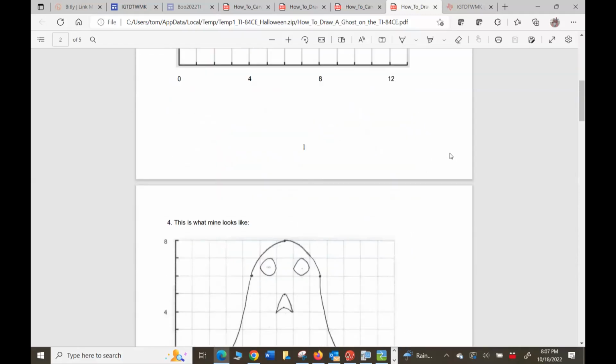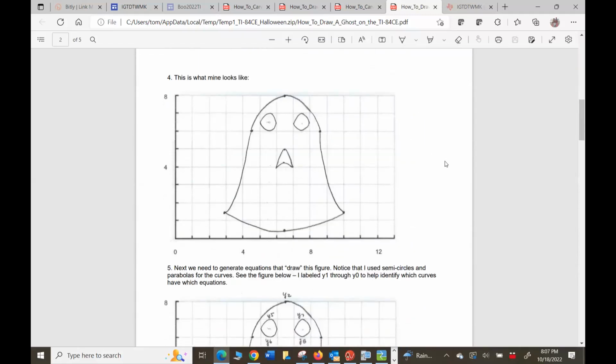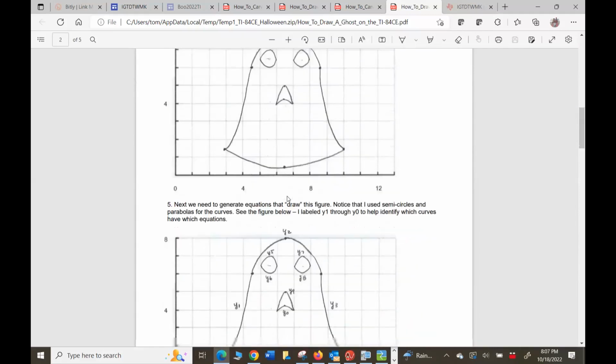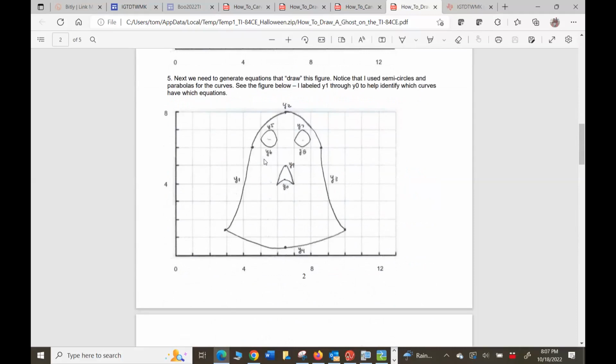So I'm going to draw the figure by hand, and I am not the best artist in the world, but I drew it so that I could have, say, a semicircle for the top of the head, parabolas for the sides, a parabola for the bottom, circles for the eyes, and parabolas for the nose or mouth, depending on how you look at it. And so I labeled these Y1 through Y0 just for reference.